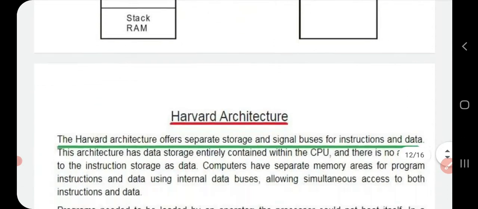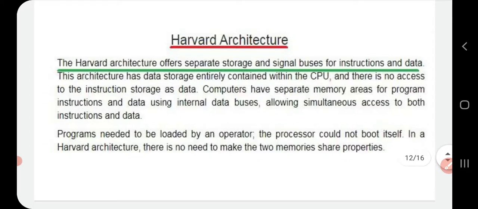The other one is Harvard architecture. Harvard architecture offers separate storage and signal buses for instructions and data. It has data storage contained within the CPU, and there is no access to the instruction storage as data. Computers have separate memory areas for program instructions and data, using internal data buses, allowing simultaneous access to both instructions and data. Here simultaneous access is allowed, whereas in the other case that simultaneity is not allowed.